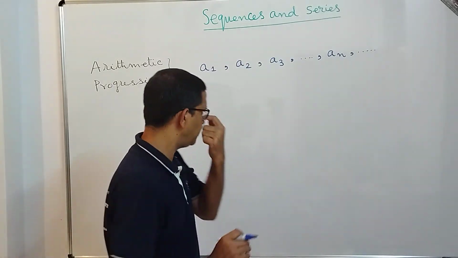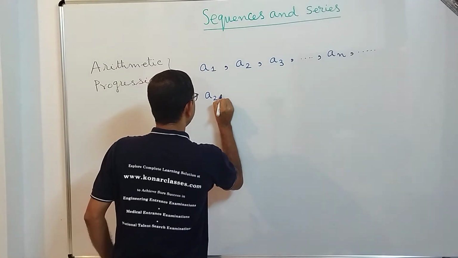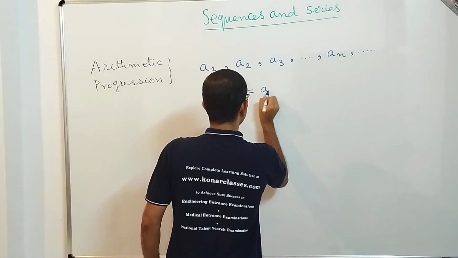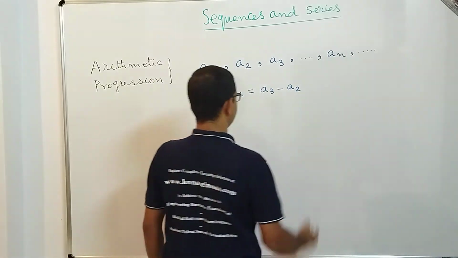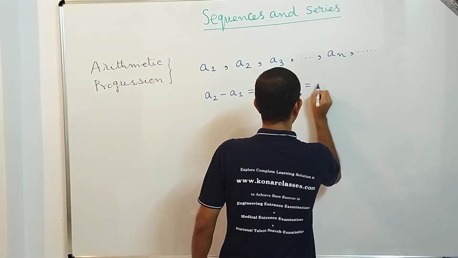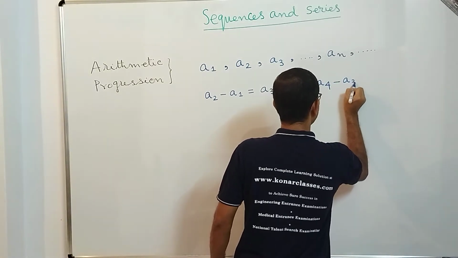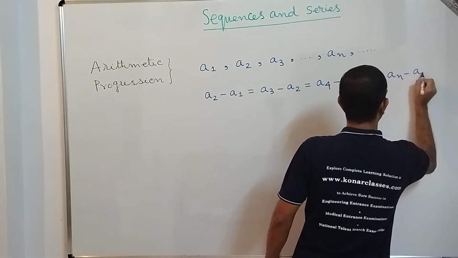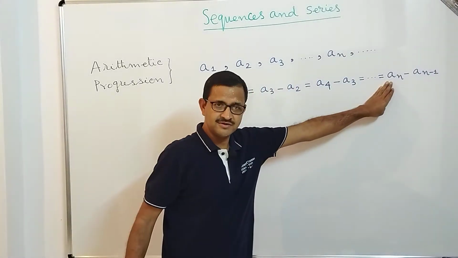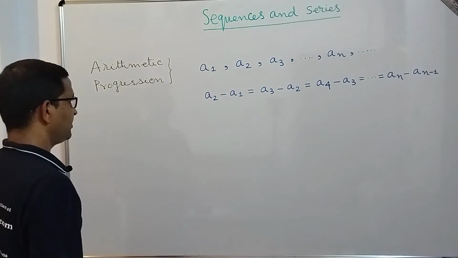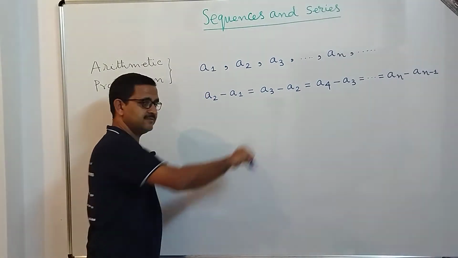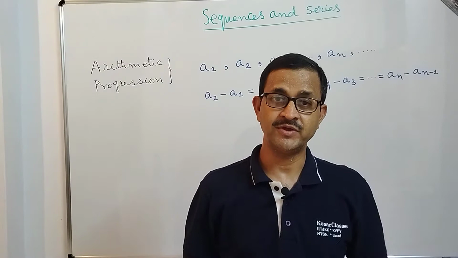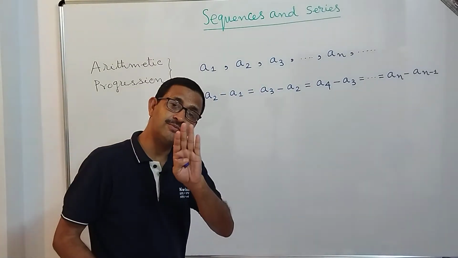constant. What does it mean? It means that the difference between A2 and A1, which we represent as A2 minus A1, should be equal to the difference between A3 and A2, that means A3 minus A2. That should be equal to the difference A4 minus A3. And in that way it will continue, and that should also be equal to the difference An minus A(n minus 1), that means the nth term minus the (n minus 1)th term. Okay. If a sequence follows this pattern, what is the pattern? The difference between two consecutive terms is a constant, we can say that sequence is in arithmetic progression.